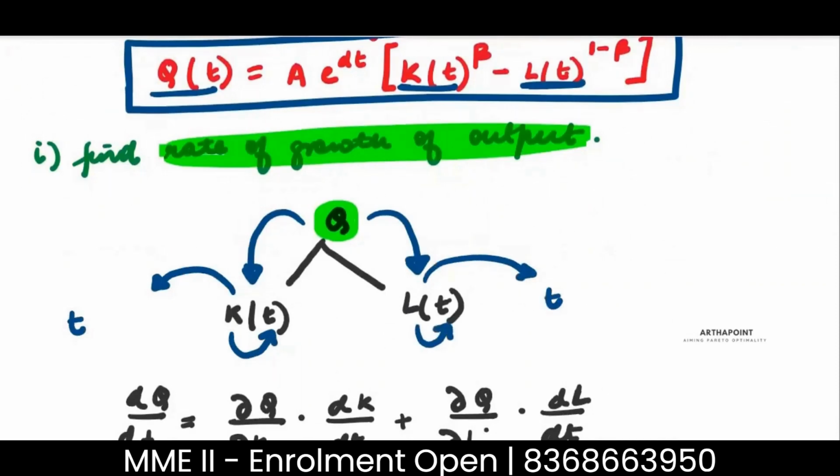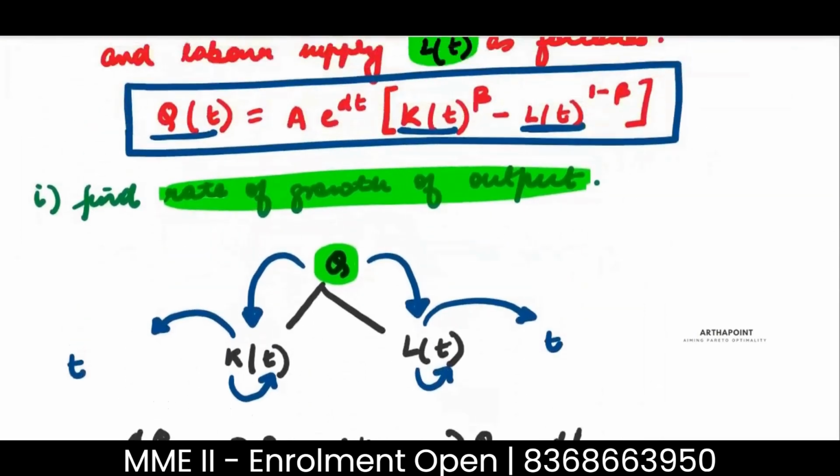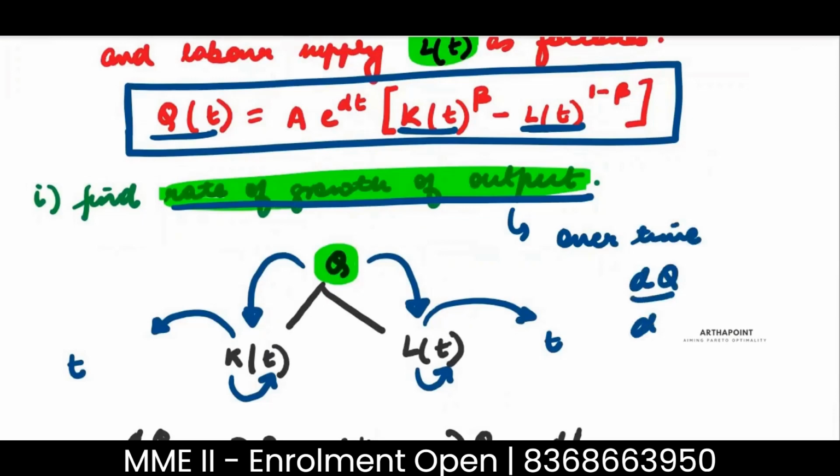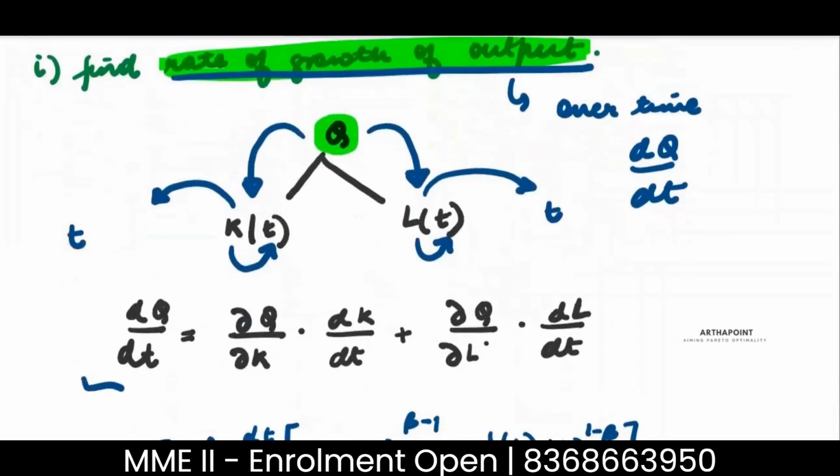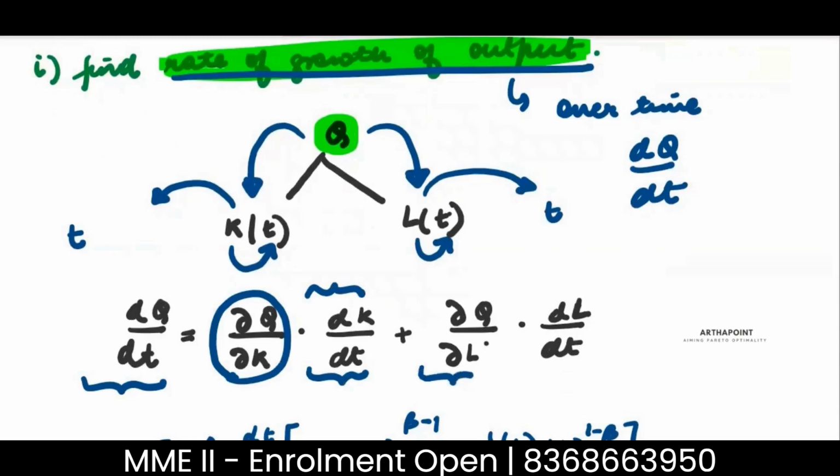So now what we go ahead and do is, because we are finding the rate of growth of output, which means how output changes over time. So we are finding how output changes over time, T. So how output changes over time is equal to: output can change because of capital, into capital can change because of time. Output can change because of labor, into labor can change because of time.